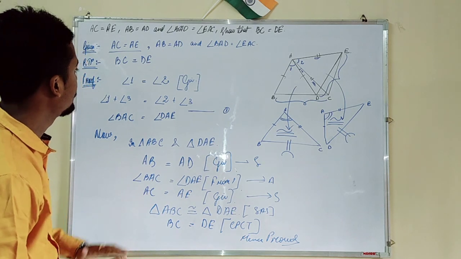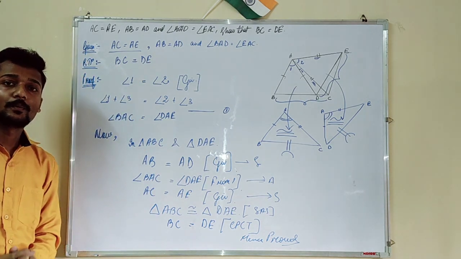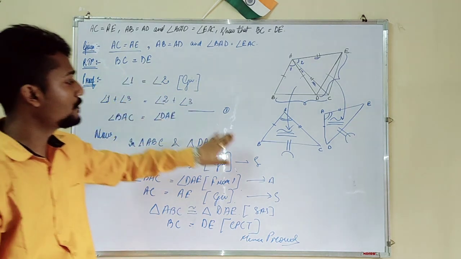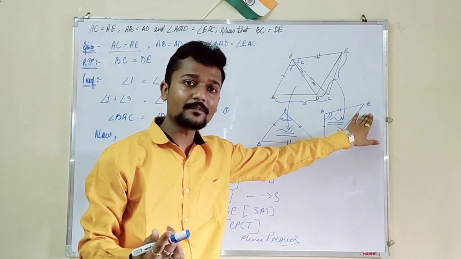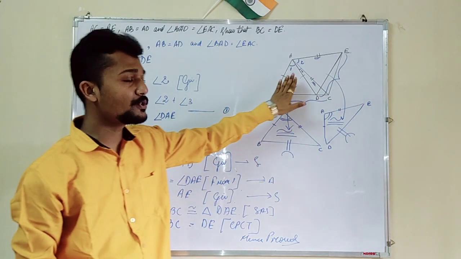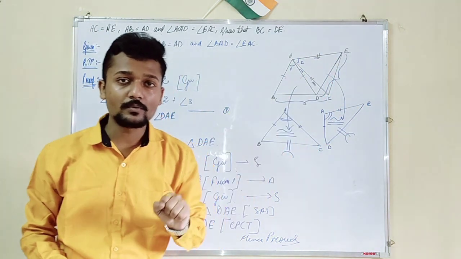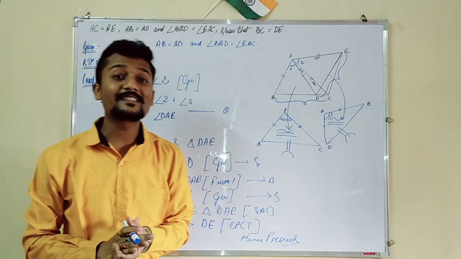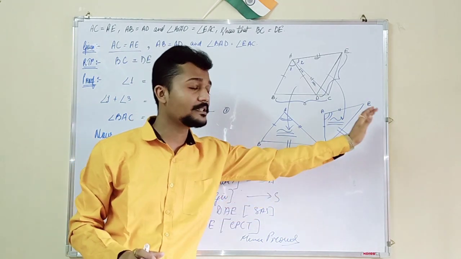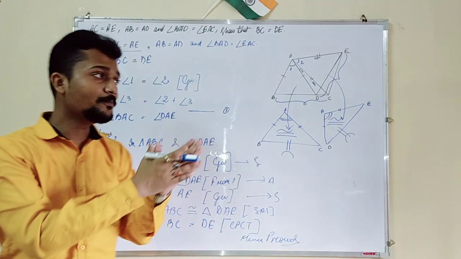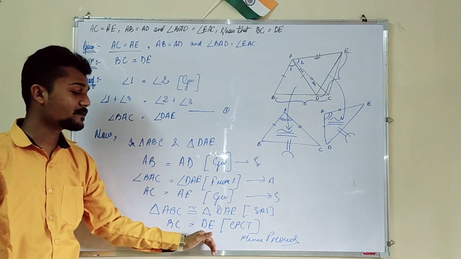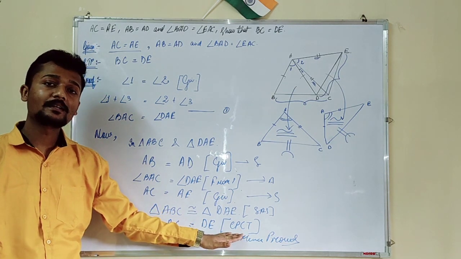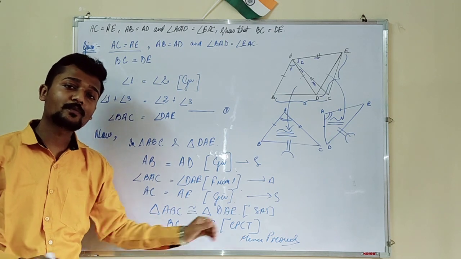So this is the way to find out that BC is equal to DE. What we have done first, we have tried to find out that both the triangles are congruent to each other, and if we are able to prove that, then we can say that BC is equal to DE. Why? Because if both the triangles are congruent, then the corresponding parts will also be equal, and the reason will be CPCT, corresponding parts of congruent triangles.